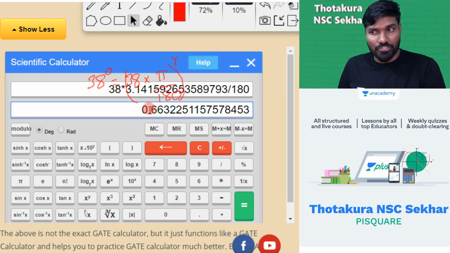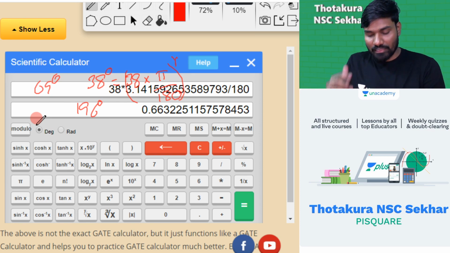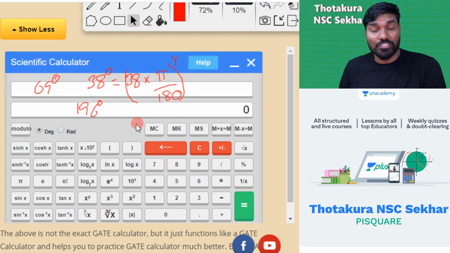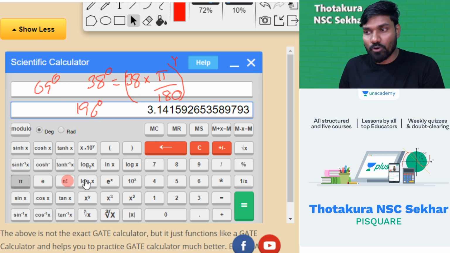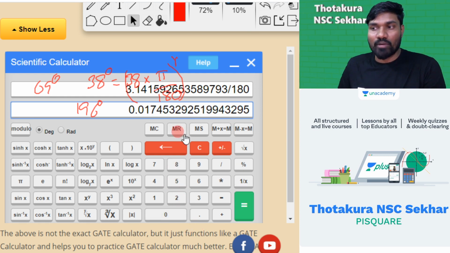38 degrees means 0.6632 radians. Suppose now I want to perform 5 such things, like 199.6 or 69 degrees. For all these, I have a series of values where I need to convert degrees to radians. In that case, let's make use of this memory function. Pi by 180 is common for all, because I have to multiply 38 with pi by 180, and the same for the rest. Let me store the pi by 180 value.